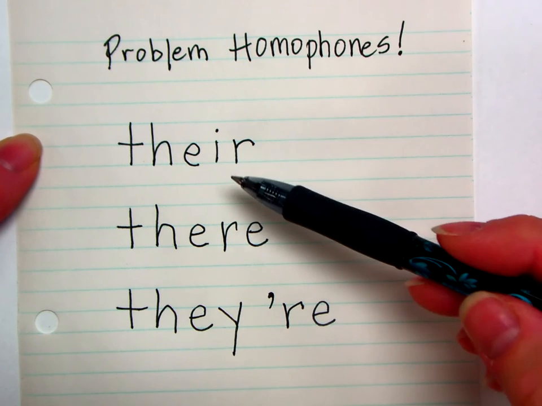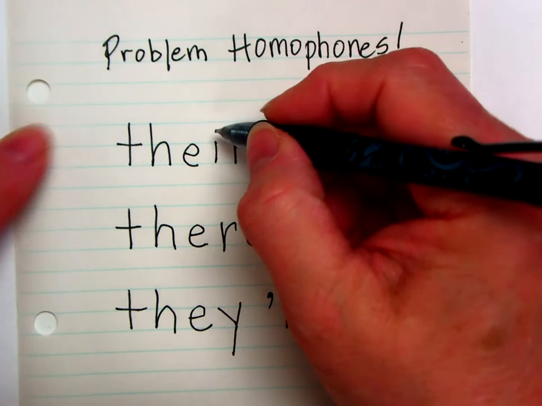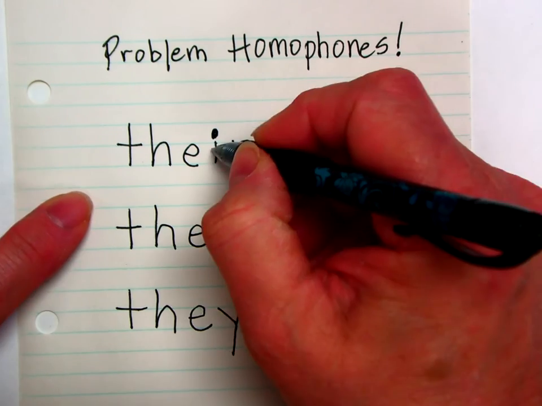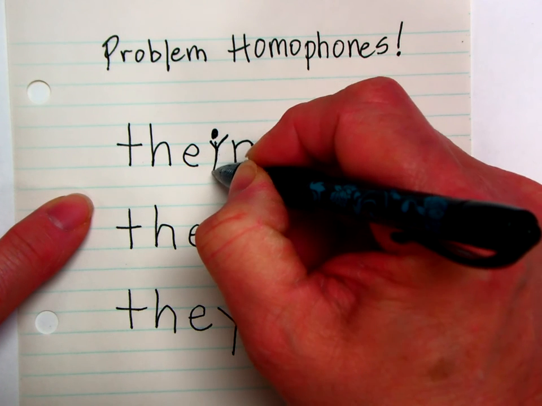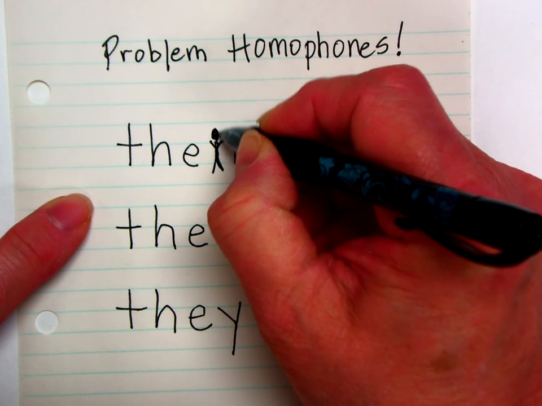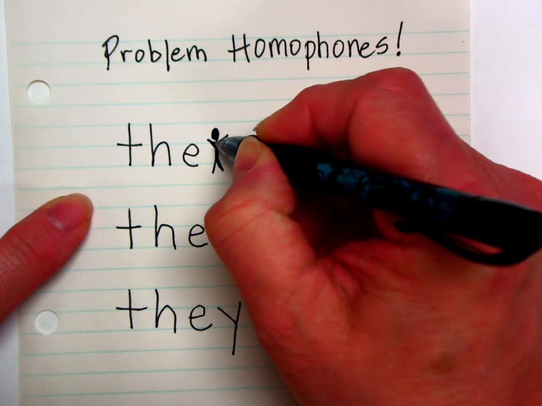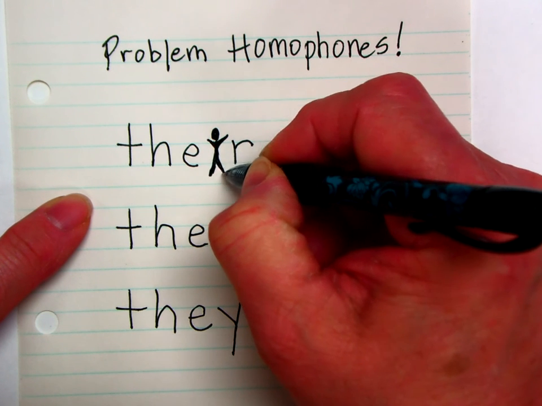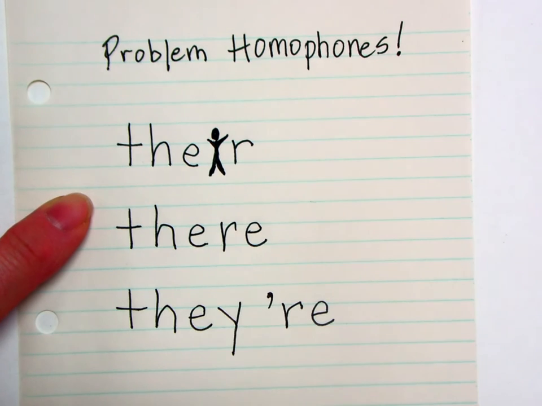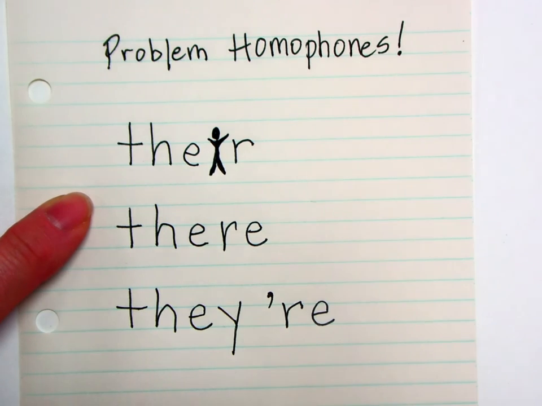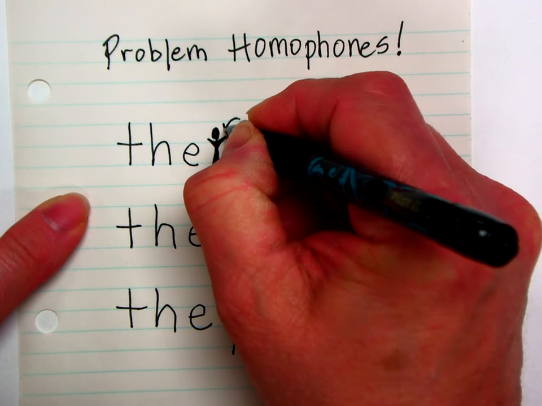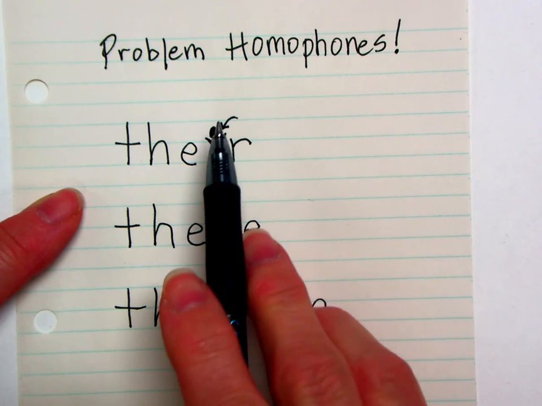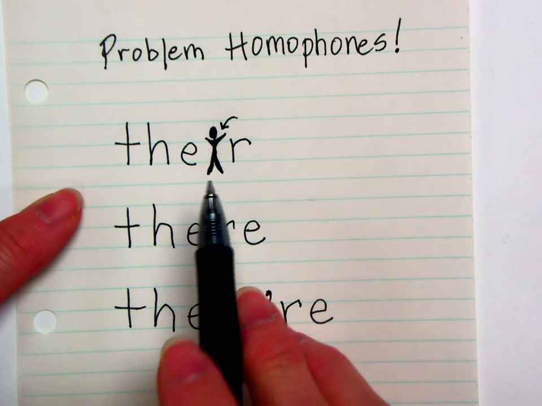So what we're going to do is take the I in this word and make it into a little stick person. I'm going to make that dot on the top into a head, and I'm going to put some arms on here, and I'm going to put legs. I'm basically making this into a stick figure. And then I'm going to draw an arrow towards this person. When we use T-H-E-I-R, that means something belongs to someone. It is theirs.